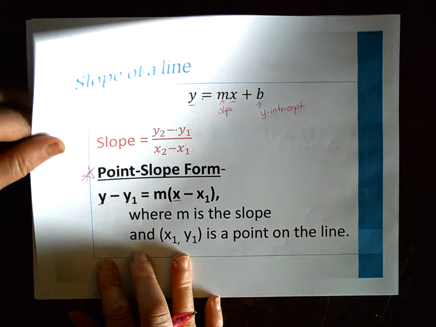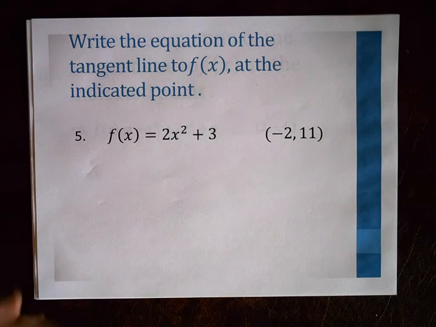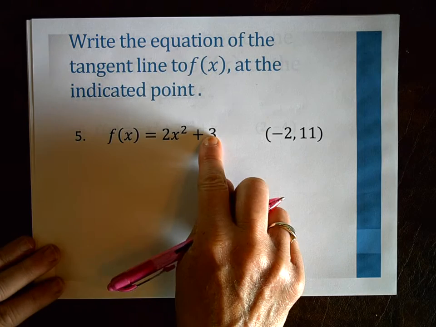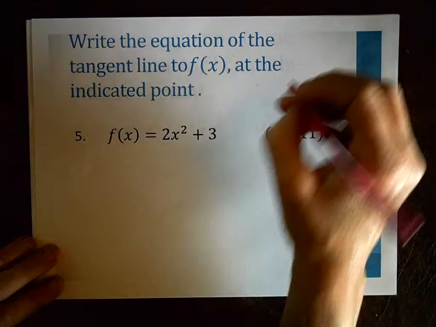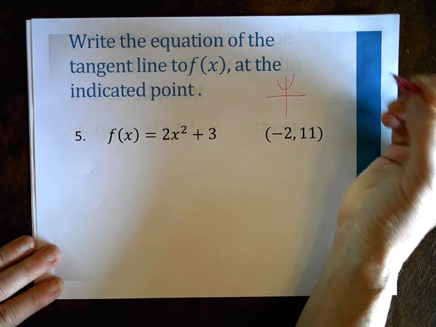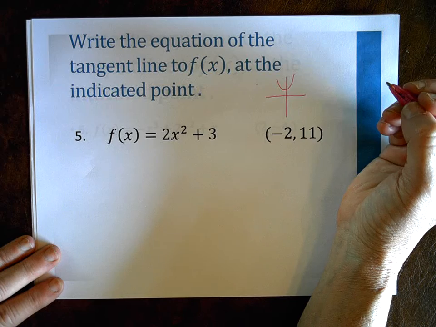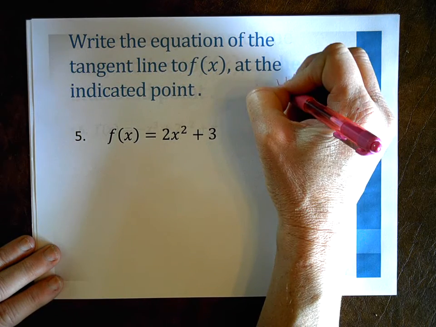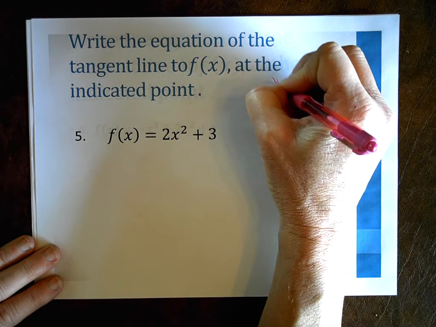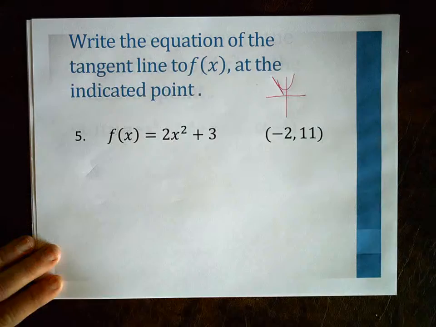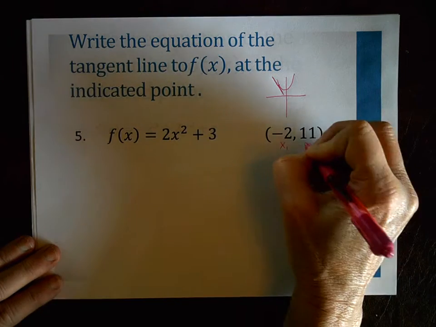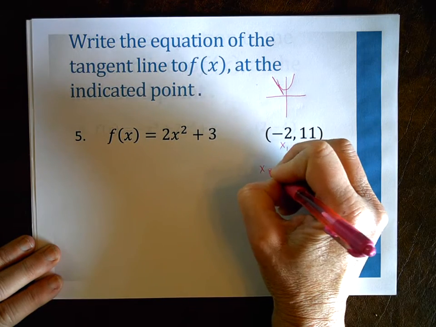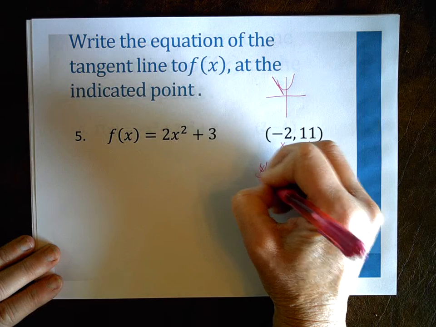Okay, so we're going to use that, and that's on your notes, to write an equation of a line tangent to f of x at the indicated point. So again, this is a parabola. A parabola is not going to have a constant slope. It depends on where you are at. So basically, there's a parabola, and we want to find the equation of a line tangent at -2, 11. So let's say -2, 11 is right here. We want to find the equation of that line that would be tangent next to it. Okay, so what you need to do is find x1, y1, to put in this equation.